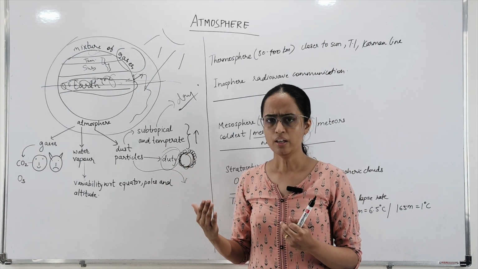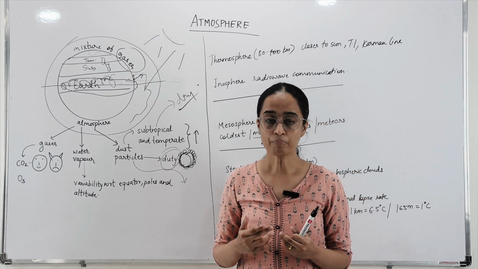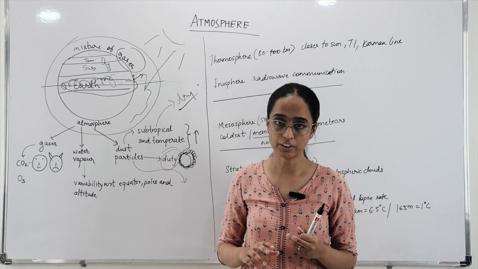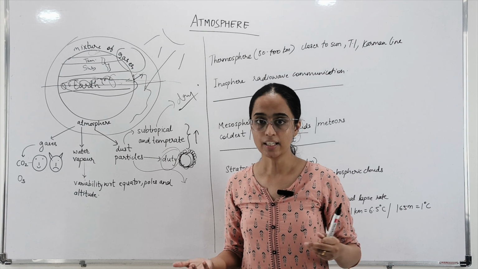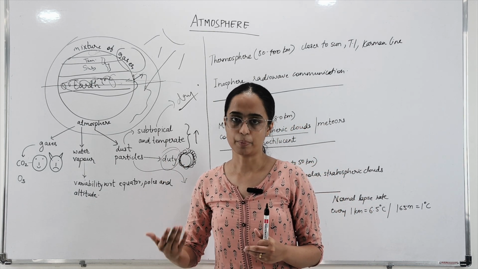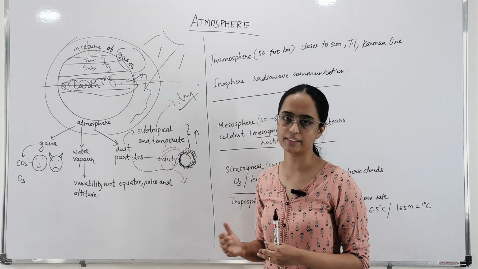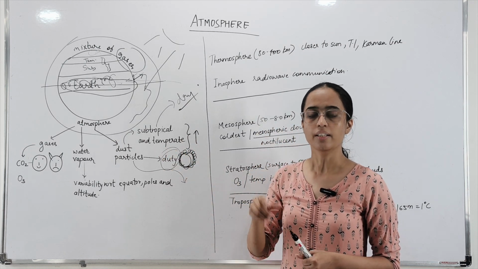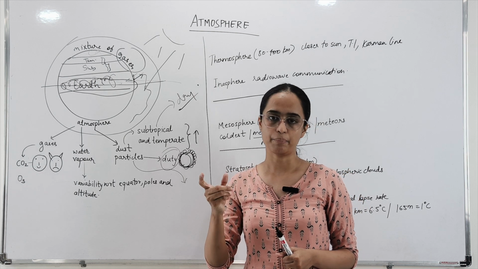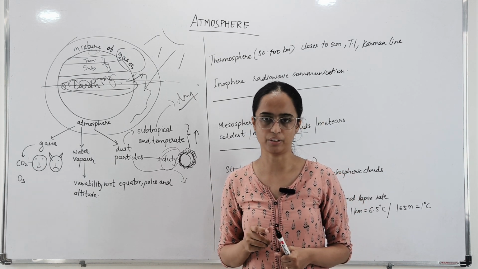Gases are many, but we have just learned about two, carbon dioxide and ozone. We saw their importance, their advantages, and what happens if they go in excess. Then we saw water vapor and its variability across the equator and poles and altitude wise also. And then we saw what dust particles exactly are, in what amount they are present in tropical, subtropical and temperate regions, and what is their function.